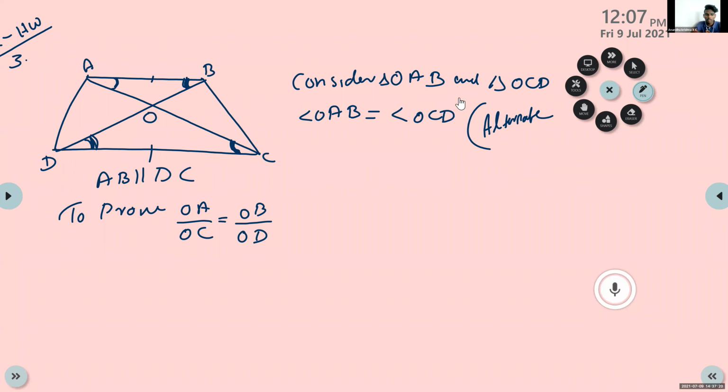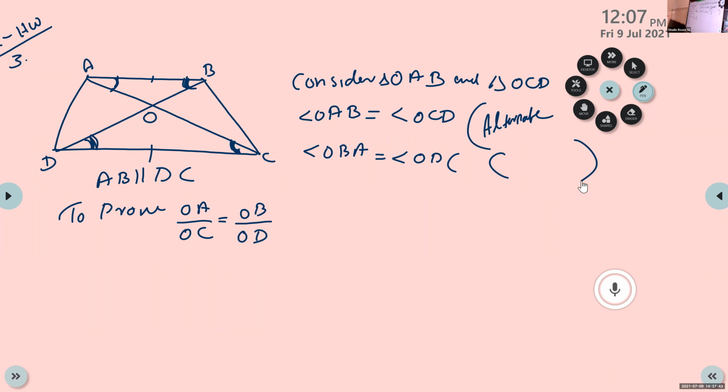Not opposite angles. They are alternate interior angles. Alternate, same way. Angle A equal to angle C, for the same reason. Angle OBA equal to angle ODC, same reason, alternate interior angles.